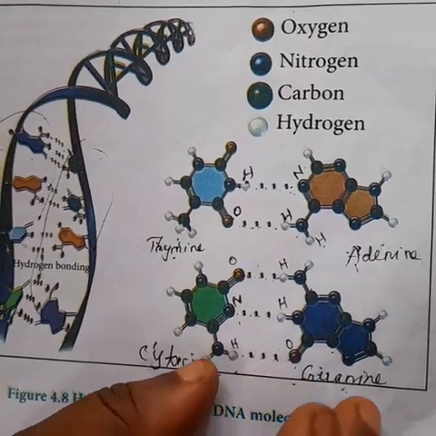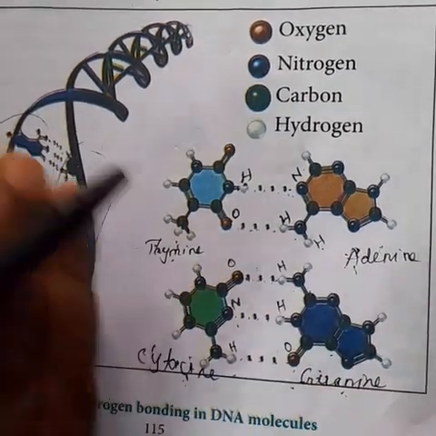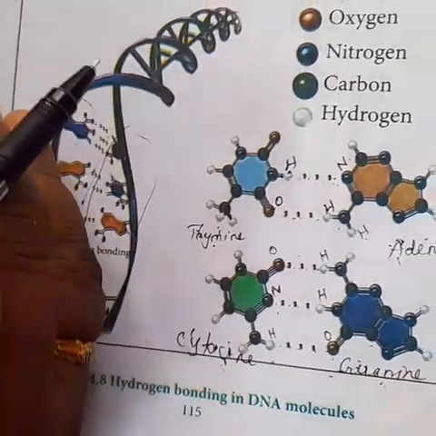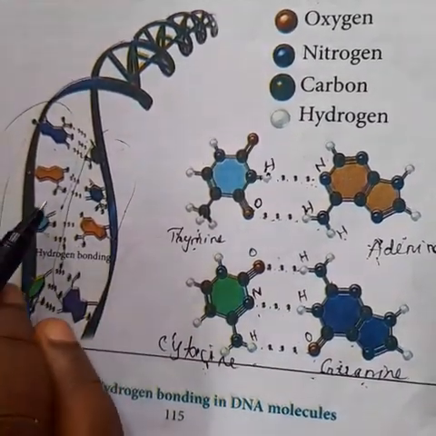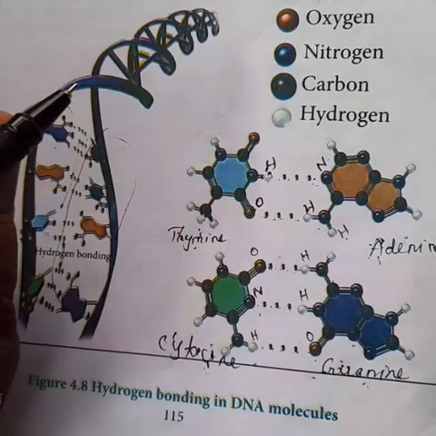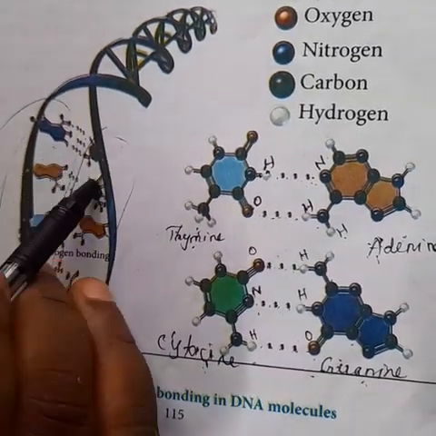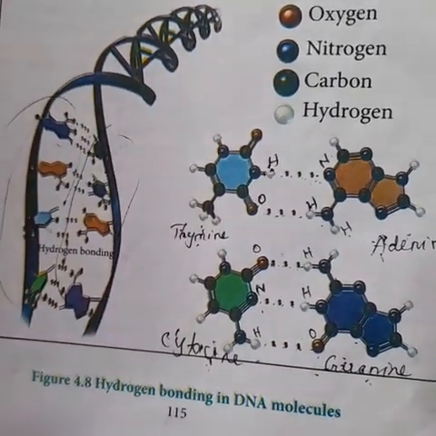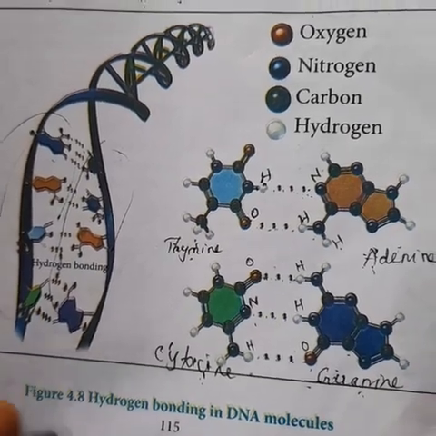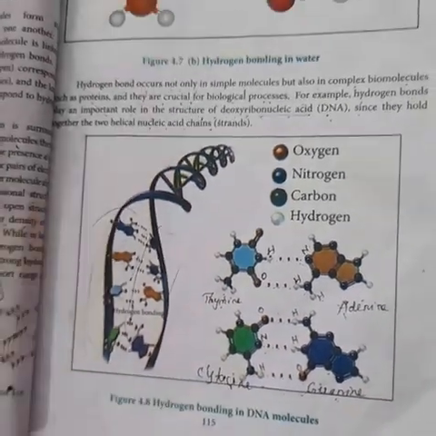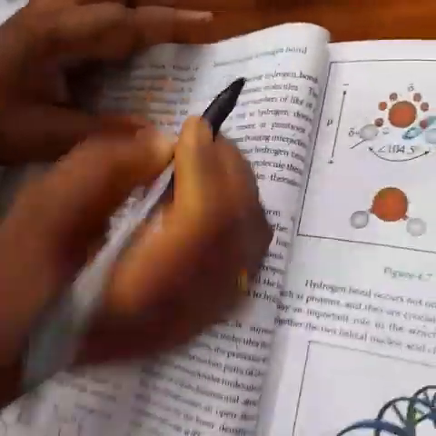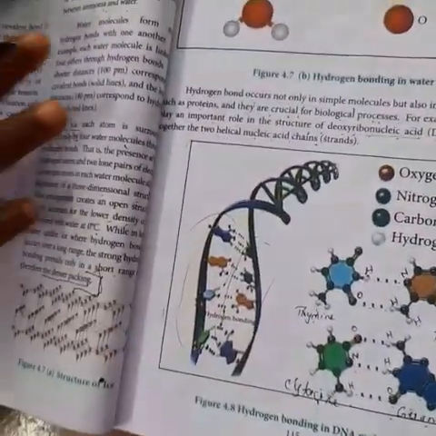Understood? So this is the double layer structure, but the hydrogen bonds are used to hold together the two helical nucleic acid chains. These are about the hydrogen bonding. So you have to mark from here to here, how to study.